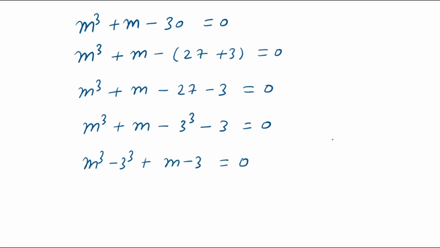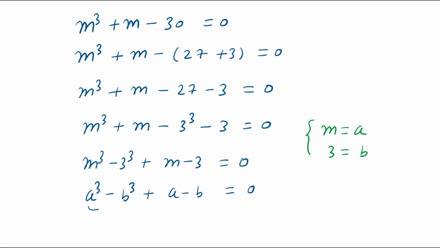Now if we apply substitution again, and substitute m = a and 3 = b, then on the left hand side m^3 - 3^3 is replaced by a^3 - b^3, plus a - b, equals 0. Look carefully, this is a difference of cubes. The factor of a^3 - b^3 is (a - b)(a^2 + ab + b^2), and here a - b, equals 0.